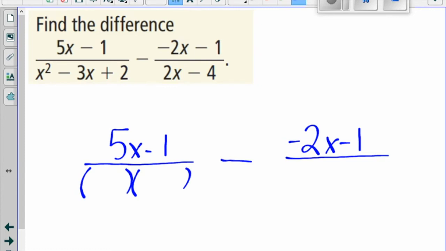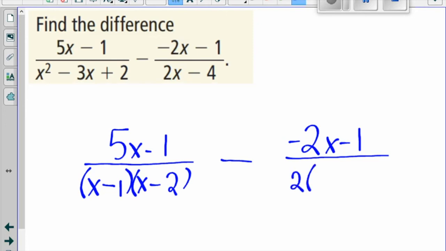Because the 2 is positive, the signs will be the same, and they're both going to be negative because the middle term is negative. Now the factors of x squared are going to be what? X and x. The factors of 2 would be 1 and 2. So we get x minus 1 times x minus 2. X minus 1 and x minus 2 would be the factors for this here, and that is factored completely. Now we need to look at the denominator of the other fraction, so we have 2x minus 4.